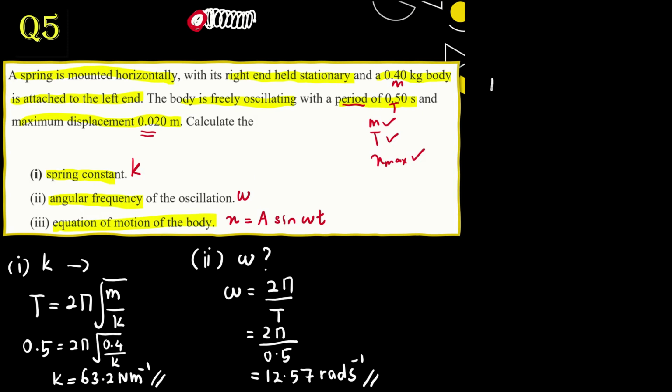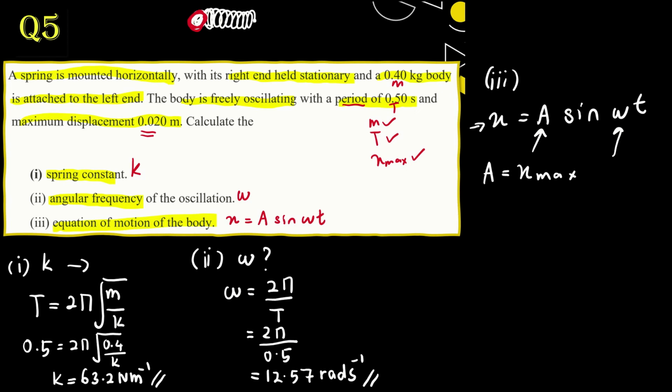And the last one, the third question, we're going to write down the equation of motion. So x is equal to A sine omega t. Make sure for this kind of question, we only substitute the value of A and also omega. It has been mentioned in the question that the maximum displacement is known as amplitude. So it is equal to 0.02 meter. And omega, we have found it from the previous question, 12.57 radian per second.